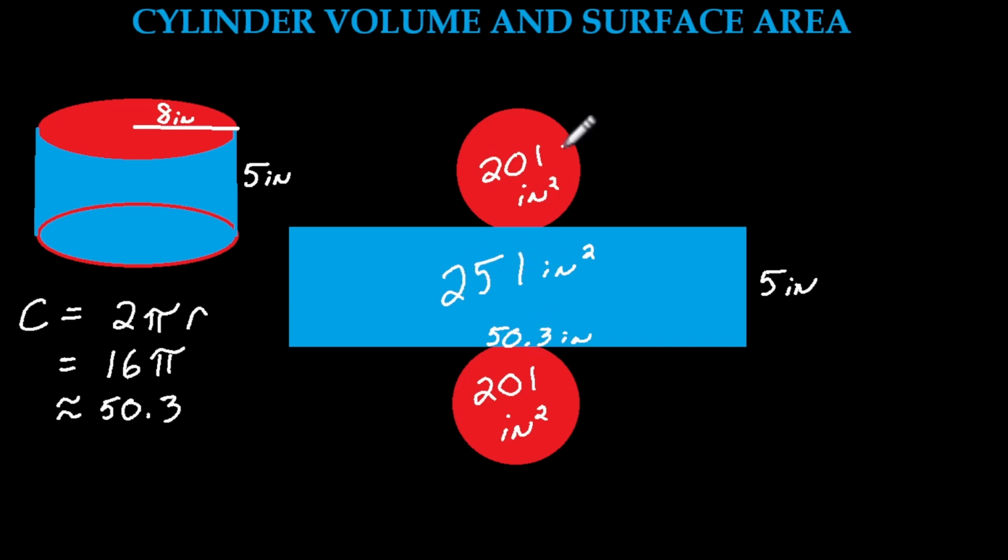So now for the surface area, I just add up the area of each of the 3 shapes. So the total for the surface area is approximately 653 inches squared. It's square inches because it's area.